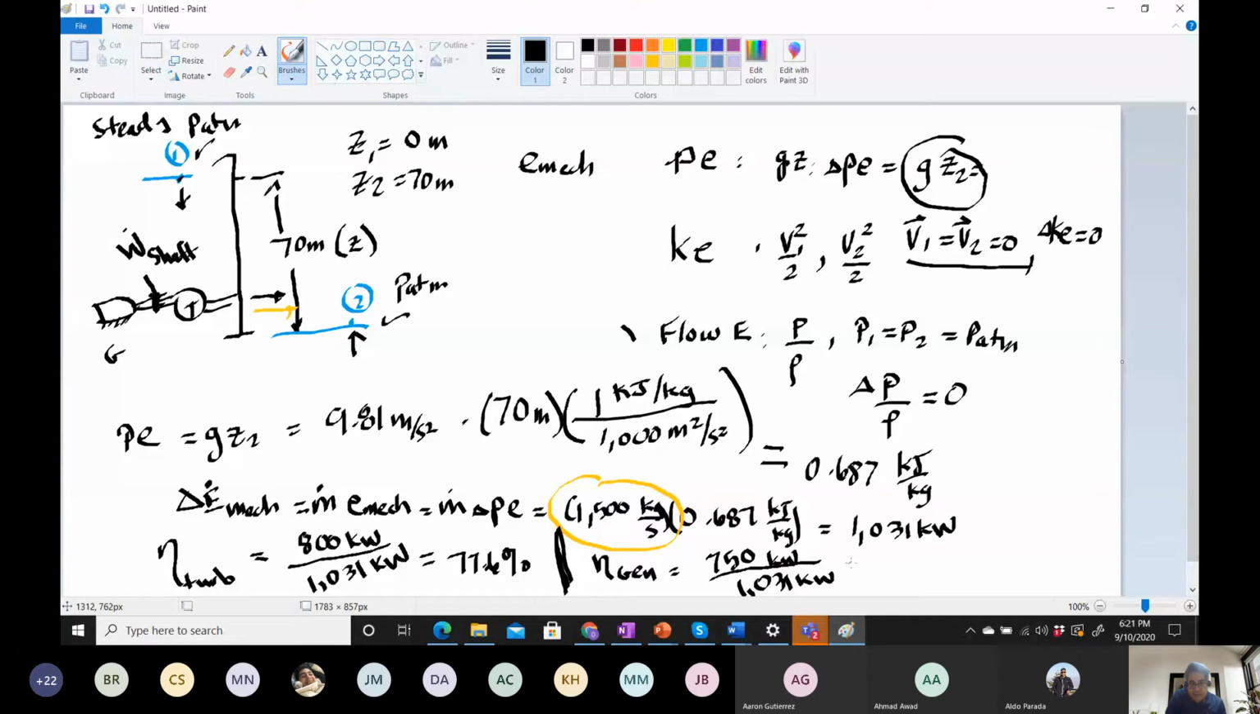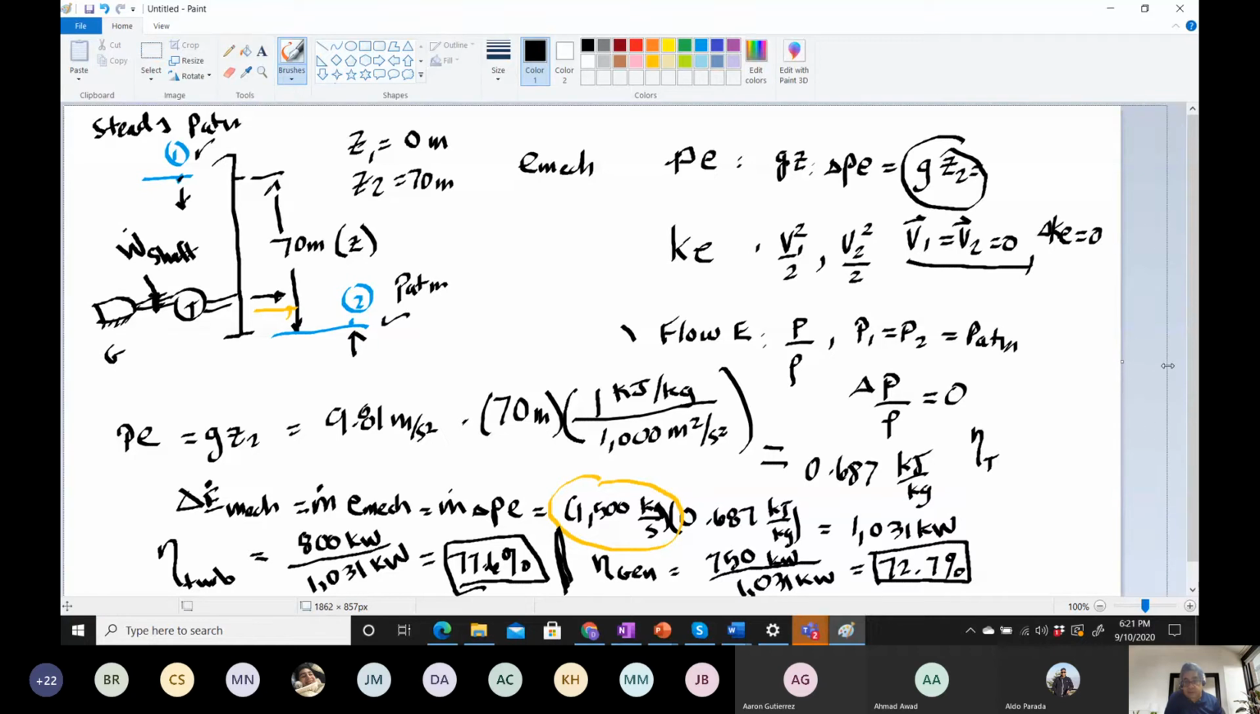Same thing, and therefore this is a slightly lower efficiency. This is 72.7% efficient. All right, so now you solve for the efficiency of the turbine, and you solve for the efficiency of the generator. Now to get the total efficiency, I'm going to write that here.